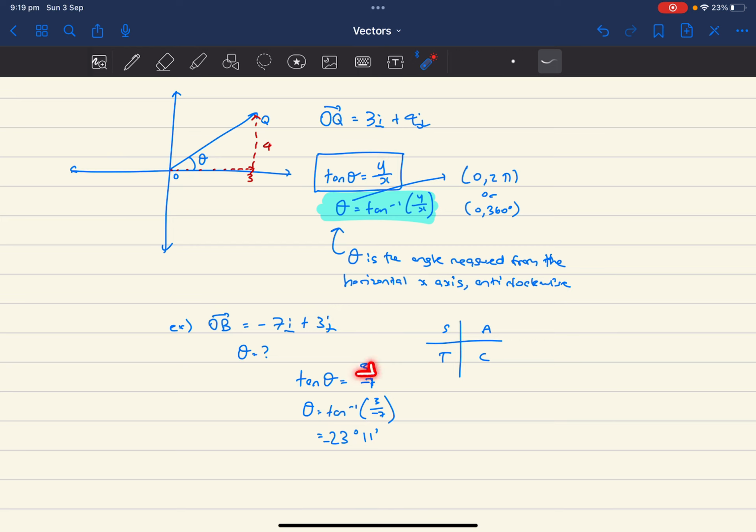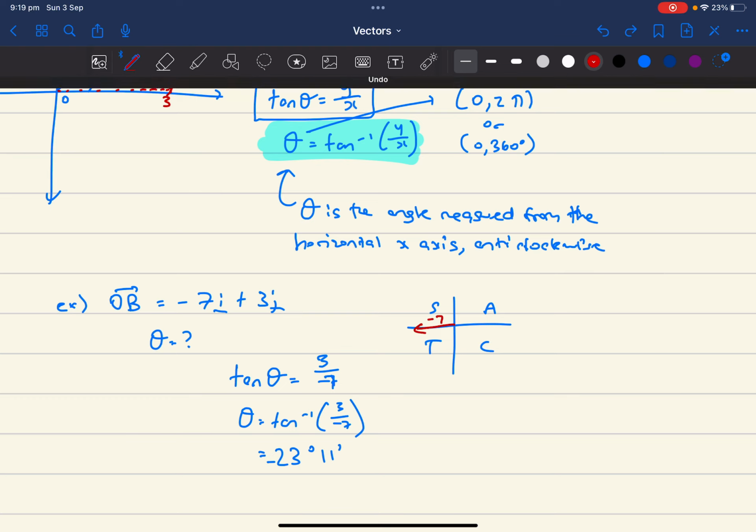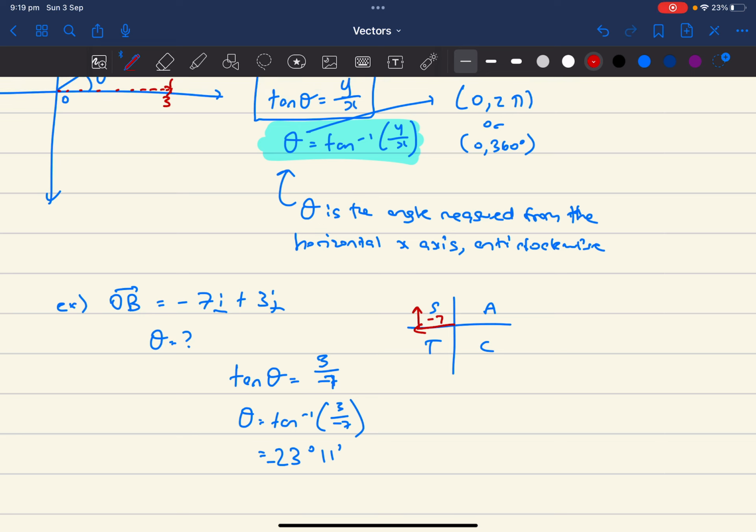So if I look at what 3 over negative 7 actually looks like, my vector, so negative 7 horizontally, and then 3 vertically. So my vector OB actually looks like this, right? So your answer should be something like a bit more than 90 and less than 180. As you can see, it's somewhere in this quadrant, right?